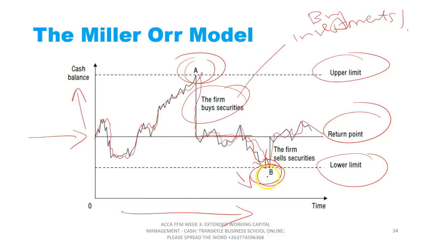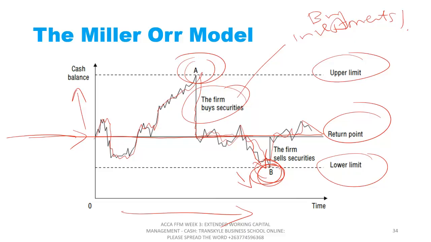So immediately when the cash level reaches point B, we take necessary steps. What do we do? We sell securities, like in the previous example. We sell the investments so that we get some money. Then we get the money to ensure that we come back to the safe zone, which is the return point, and try to manage our cash balances along that.